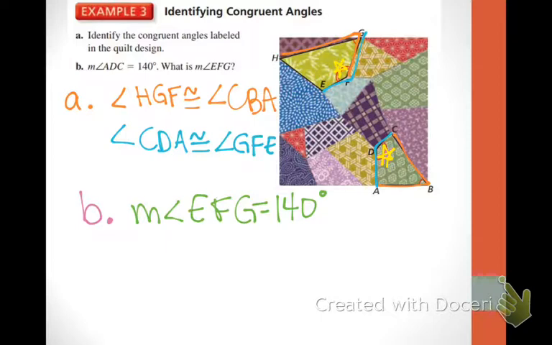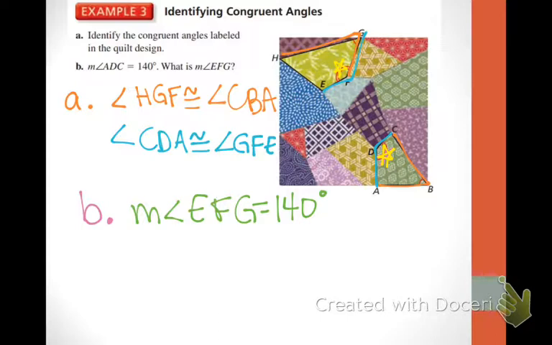Questions on that? Yes, ma'am. Oh, the measure? The measure of EFG equals 140. So you wouldn't say congruent to, because this is the exact measure. You only use congruent when you're comparing.